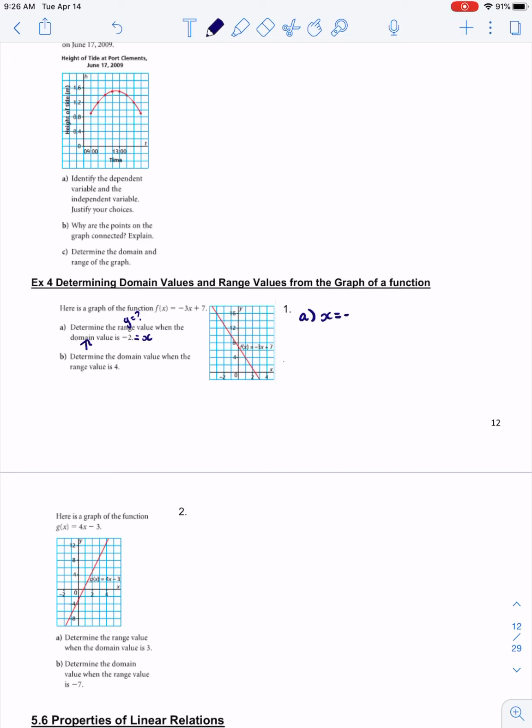So x equals negative 2. What does y equal? When x is equal to negative 2, here's negative 2. I just follow it up. And y would be, here's 12, 14, y would be 13.